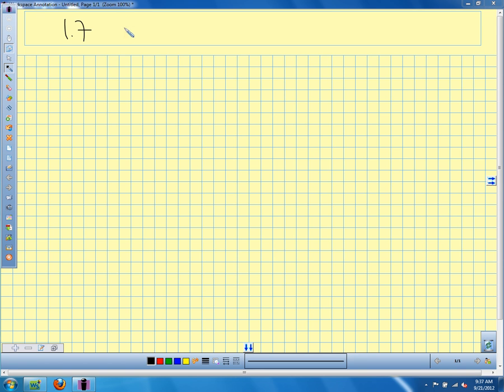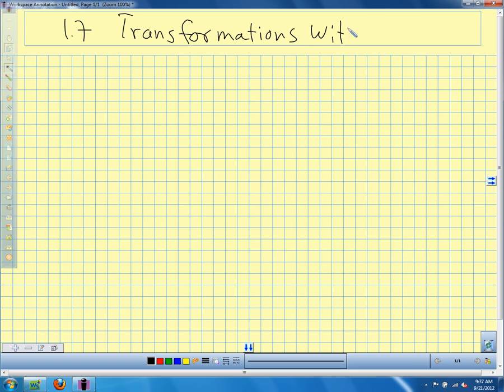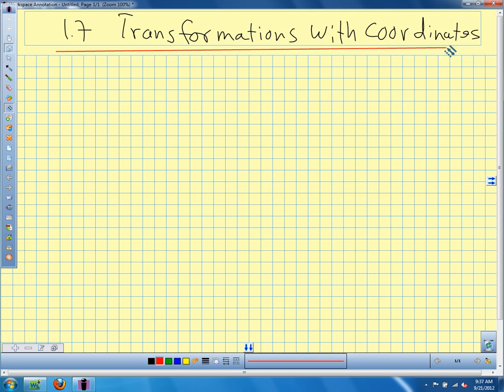So we're in section 1.7 and we're going to talk about transformations with coordinates. With our opener, we reviewed a little bit what we're talking about, and this is just a recap of what we did yesterday and what we talked about just now with our opener.